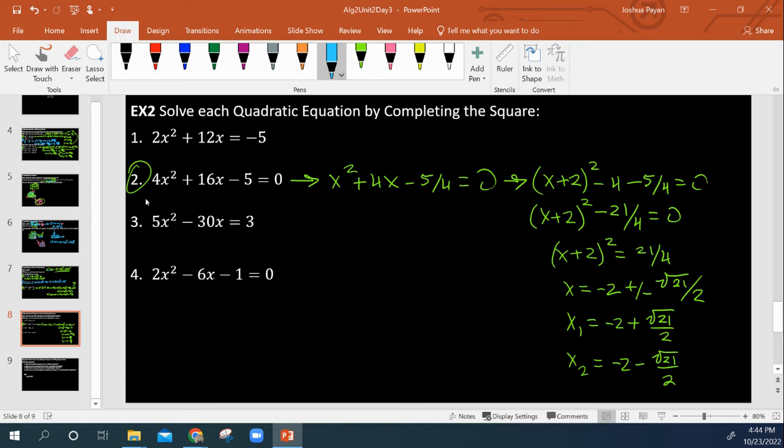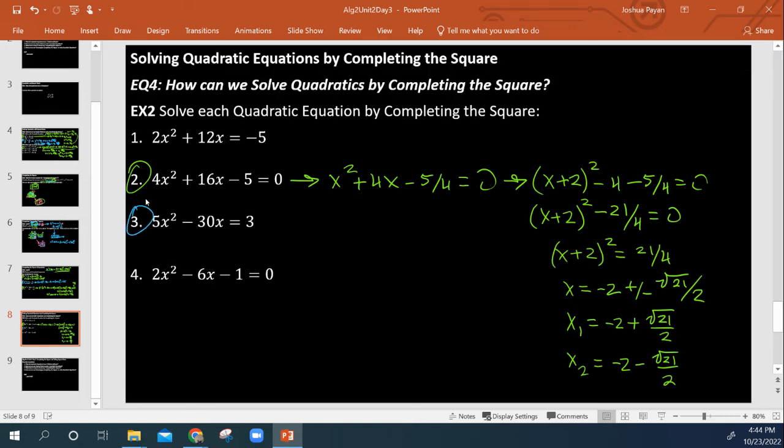Okay, and here we have another one. I think I have room. If not, I can erase. Okay, so I'm going to go ahead and not put it in standard form just to show you that it's not too big of a deal. So I'm going to divide everything by 5. So that gives me x squared minus 6x equals 3 over 5. Okay, so I divided everything by 5 so that I could get a here equal to 1.